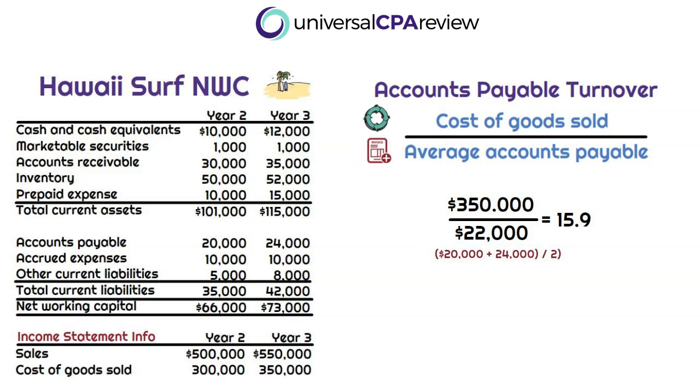So now it's just about midnight at the Hawaii Surf Club. We're still talking about these ratios with our newfound friends. So for AP turnover, we would take cost of goods sold of $350,000 for the numerator, and then average AP, well, that would be the $20,000 and the $24,000, which averages to $22,000. So that results in an AP turnover ratio of 15.9 times. Throughout that 12-month period, they completely flipped through or paid off their payables 15.9 times. That's how we interpret this ratio.